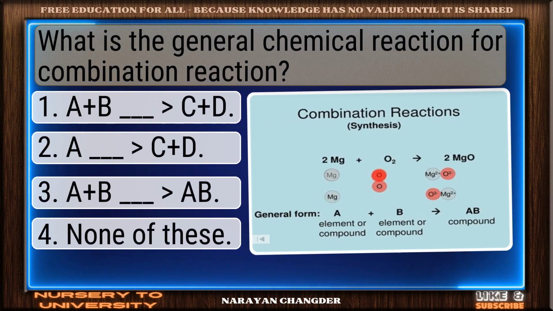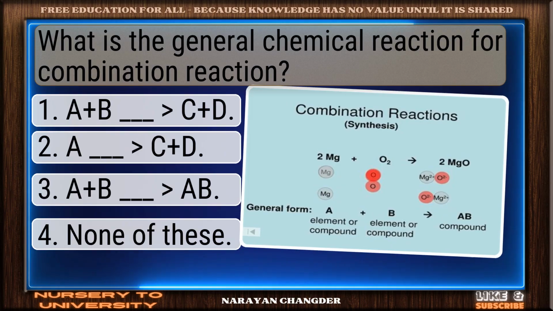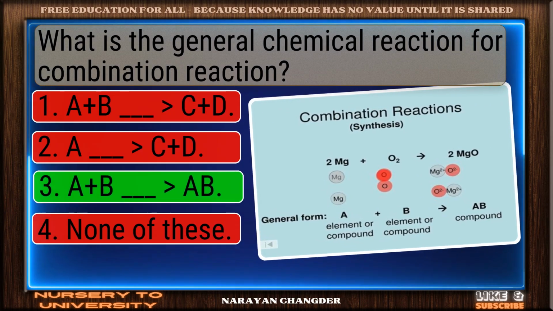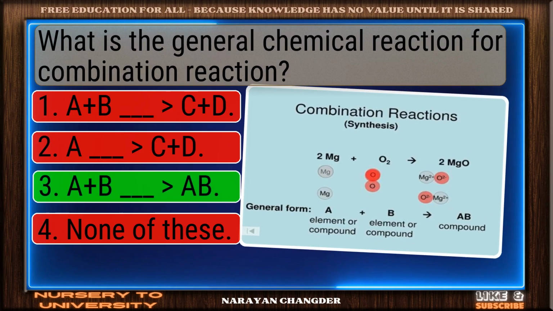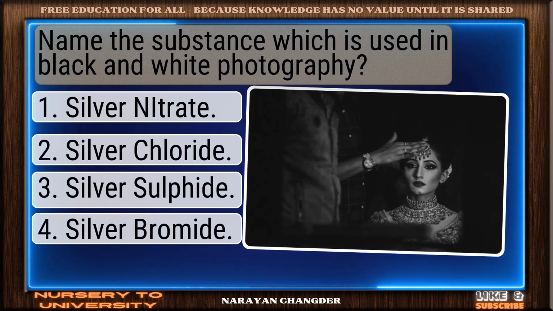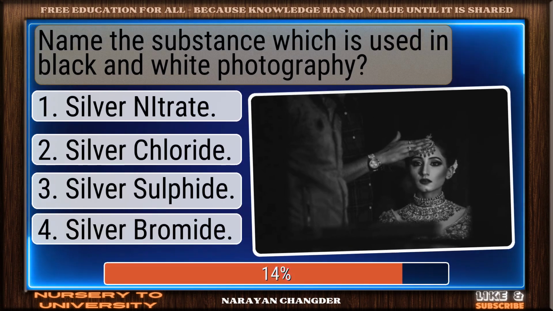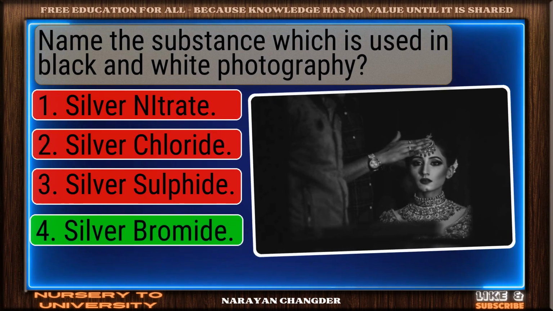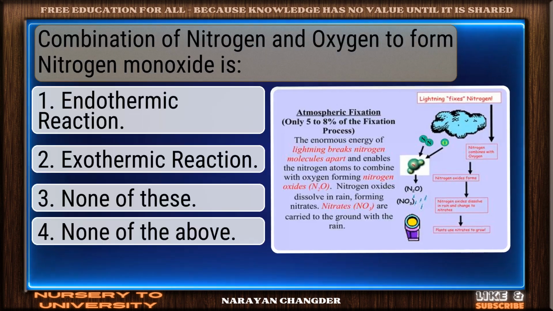What is the general chemical reaction for combination reaction? Right choice. A plus B dash 2B is best. Name the substance which is used in black and white photography. Great thinking. Silver bromide is right.